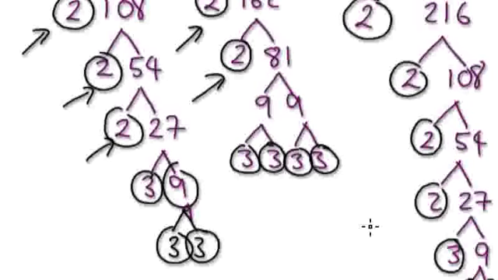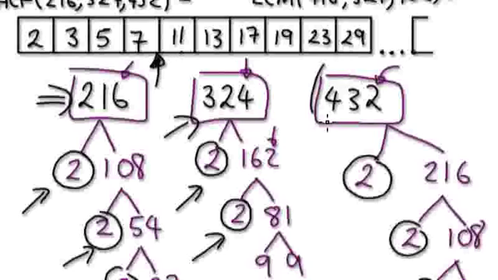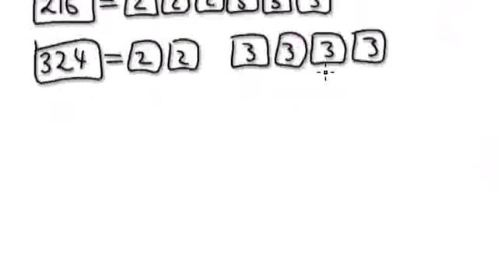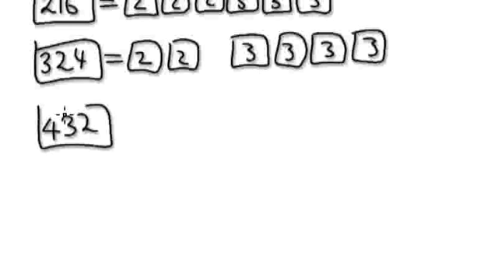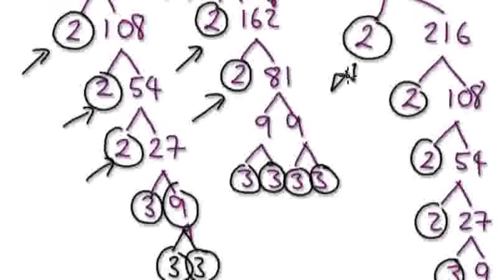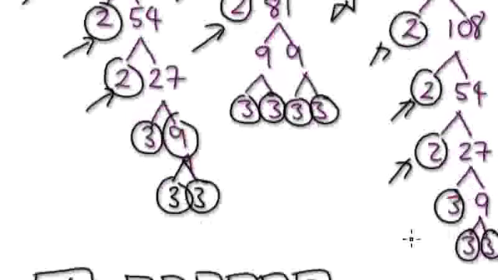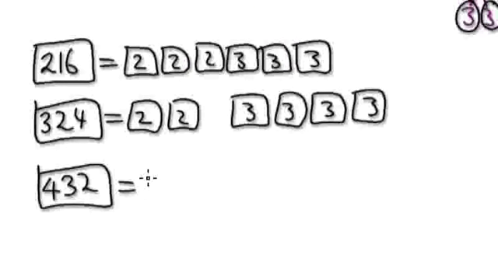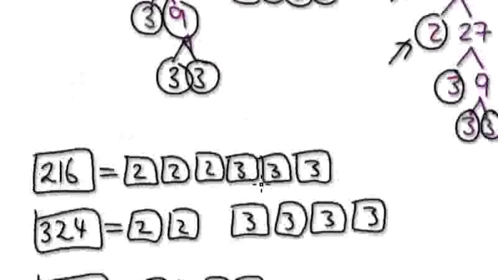Okay. And then the last one, 432. Let's express that as, hang on, 2 times a 2 times a 2 times a 2. So that's 4 2s. Hang on. So we can express it as a 2 times a 2 times a 2 times a 2, and then what else?